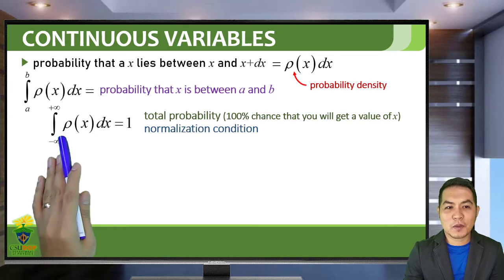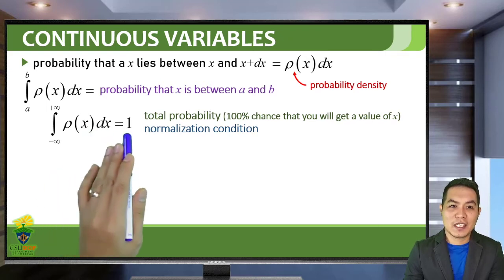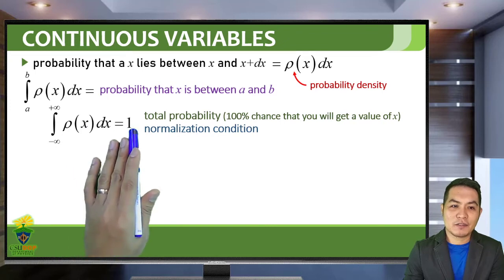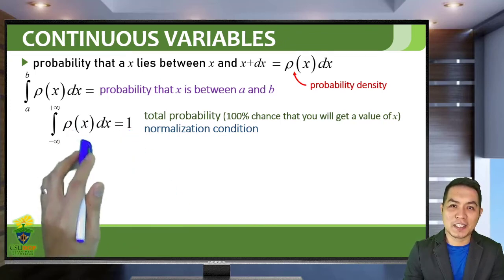Sometimes we call this the normalization condition, since in mathematical physics we usually pertain normal to either perpendicular or 1. Since the value of the integral is equal to 1, it essentially normalizes your probability density to 1.